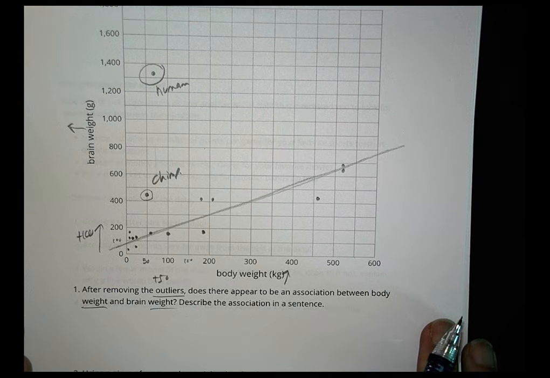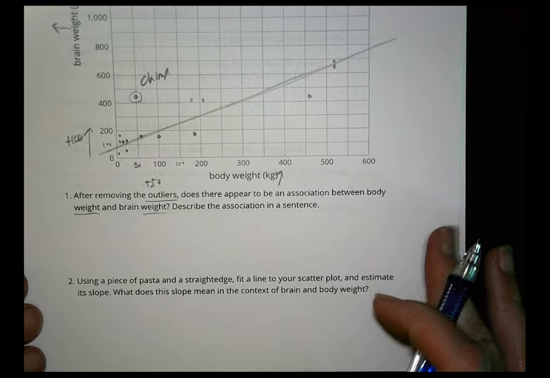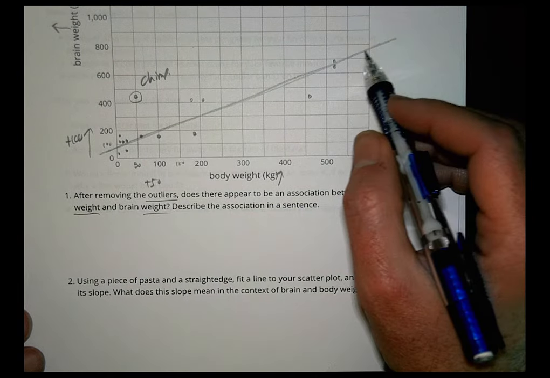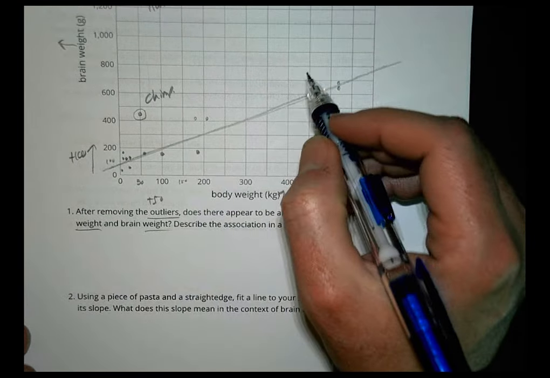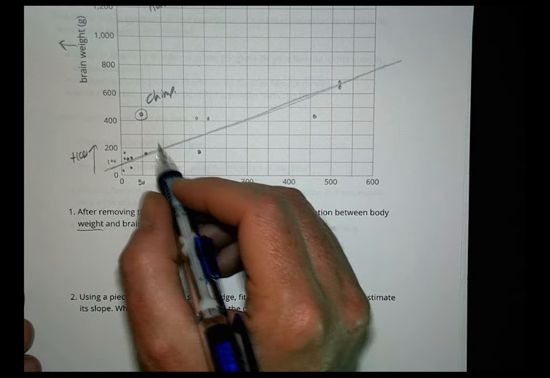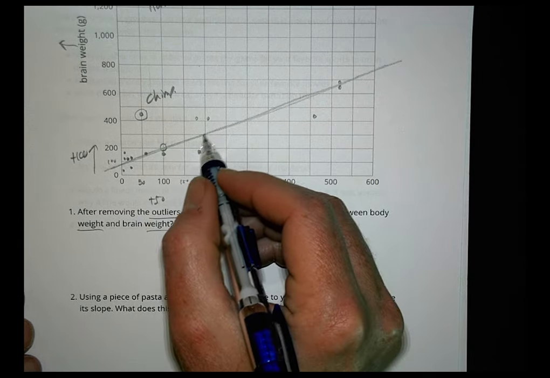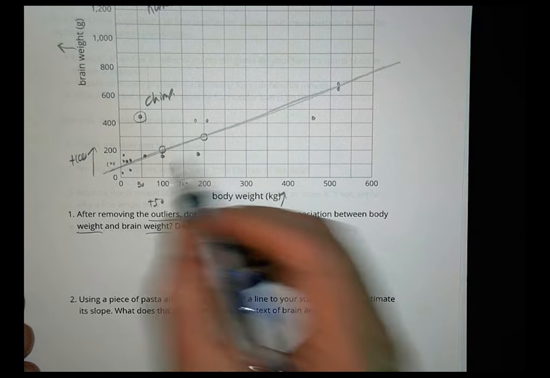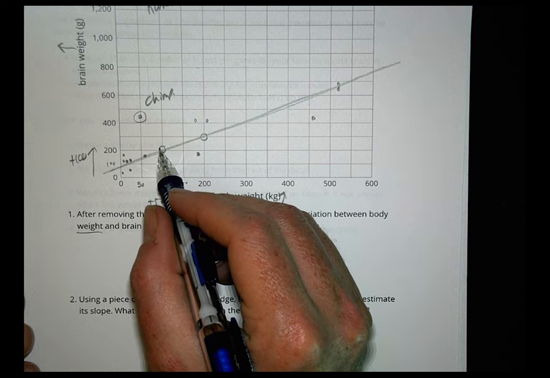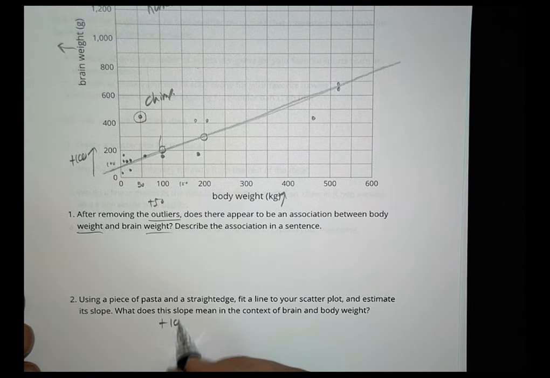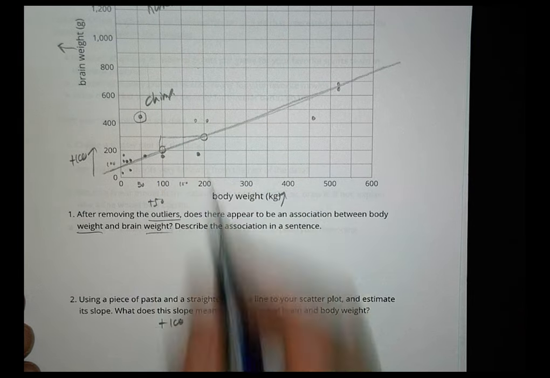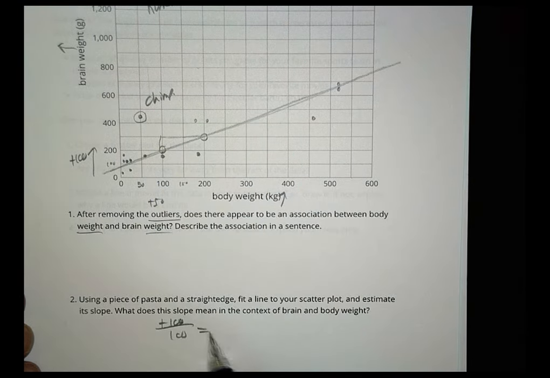Okay. Then it says, using a piece of pasta and a straight edge, fit a line to your scatter plot, estimate its slope. So we already did that right there. That's our little scatter plot and our slope. If we were to estimate that out, I could kind of find a point from here to here. Looks like I made a point between two grid lines just by coincidence, and I know I'm going up 100, and I'm going over, in this case here, 50, 100, I'm going over 100, so we'd have a slope of about 1, which means, what does this mean for us?